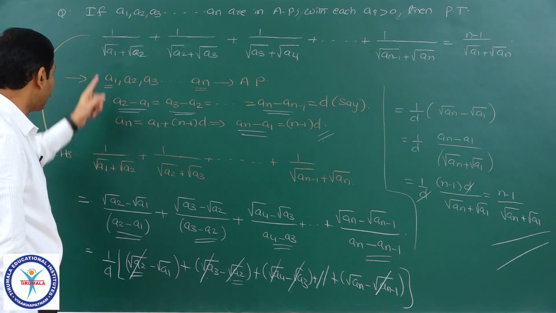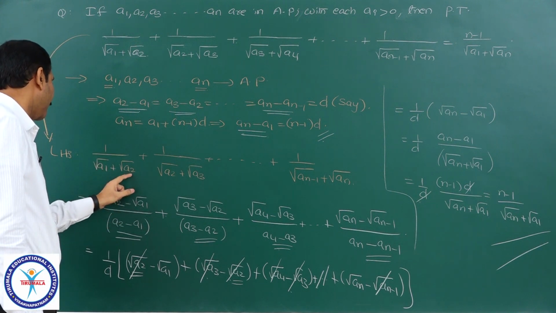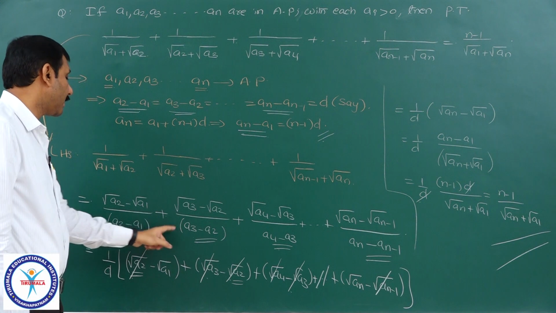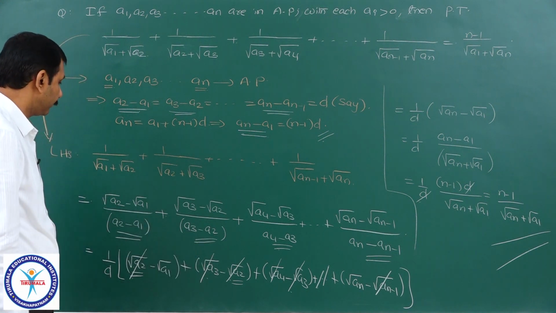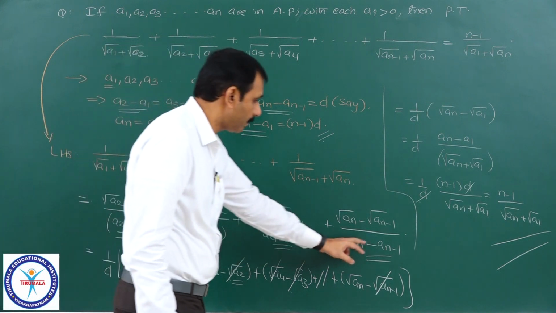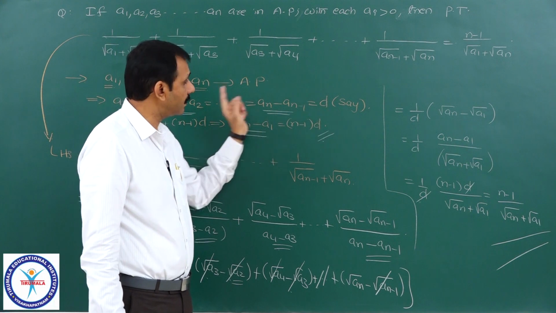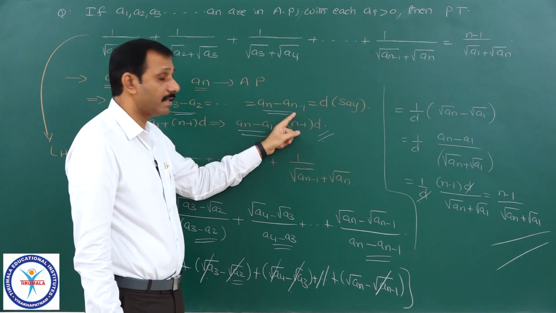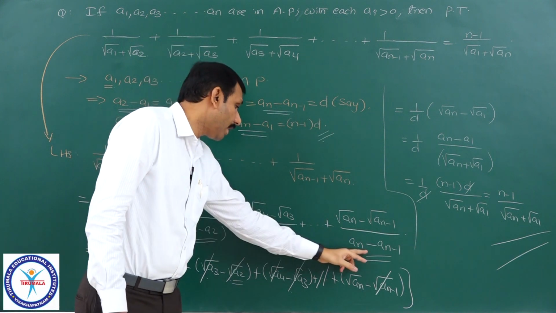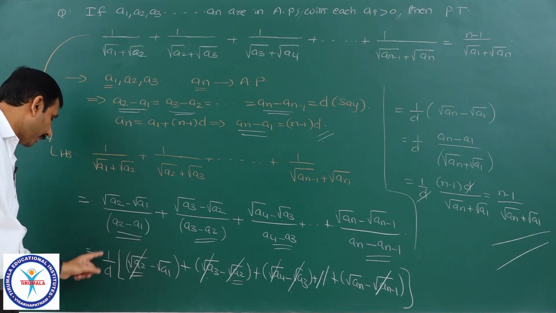And I have taken this LHS and rationalized the denominators. Of course, I have written root a2 minus root a1 to get a2 minus a1, a3 minus a2 and so on. So the denominators are a2 minus a1, a3 minus a2 and so on, an minus a(n minus 1). All these are equal only because it is in AP. All these terms are the terms of an AP, and I have taken it equal to d. I will write d everywhere, and the d outside means 1 by d.